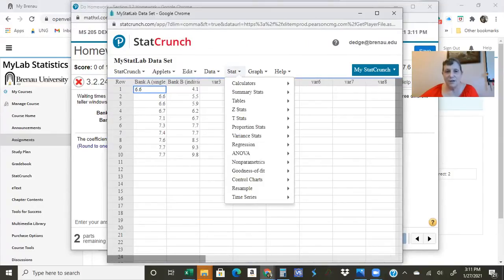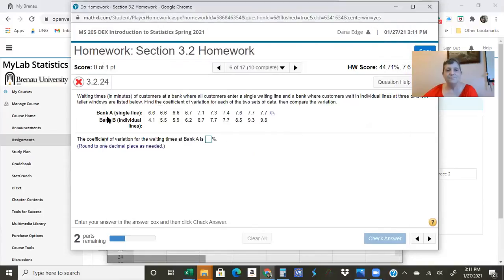Now this particular problem, let me back up. This particular problem is talking about the waiting times in minutes of customers at a bank, where all the customers enter a single waiting line, and then another bank where all the customers wait in individual lines at 3 different teller windows are listed below. And they want us to find the coefficient of variation for each of the 2 sets of data.